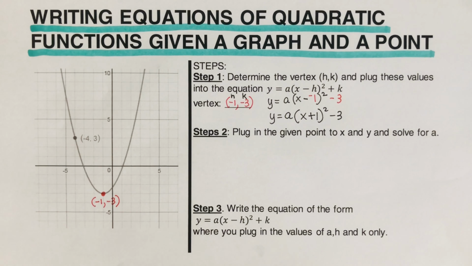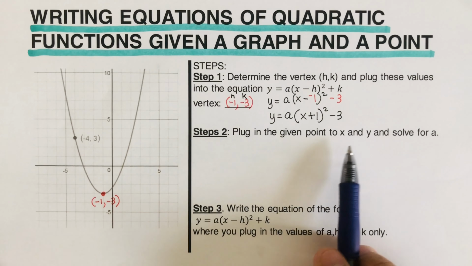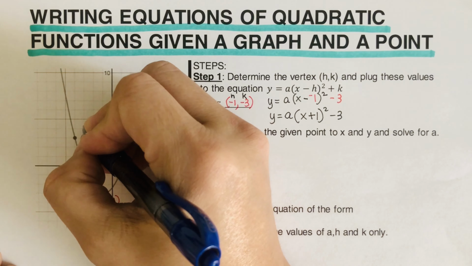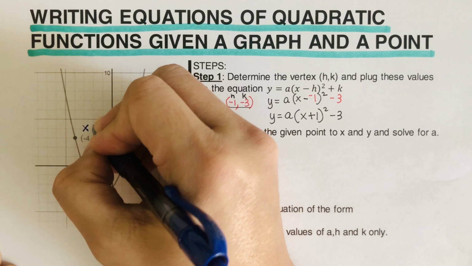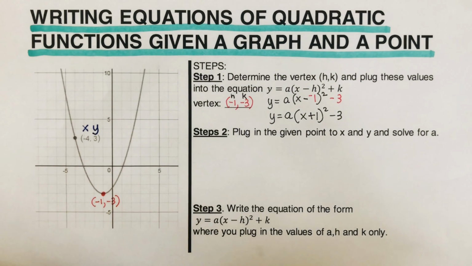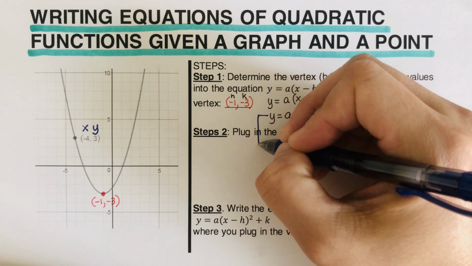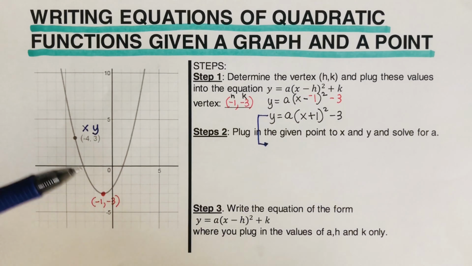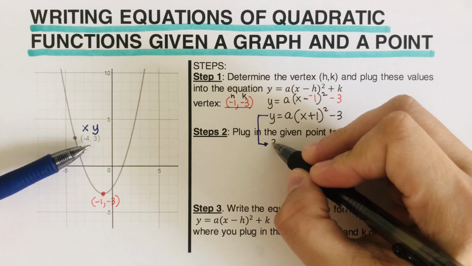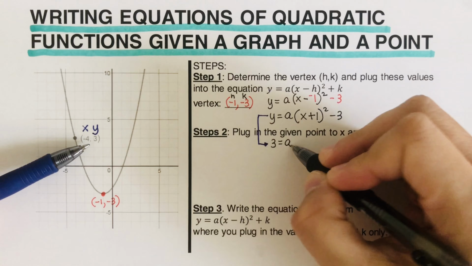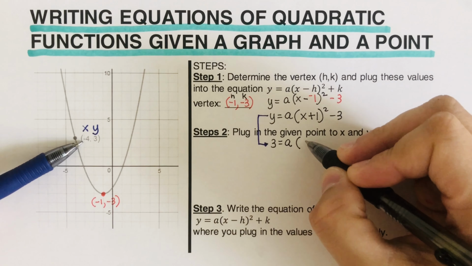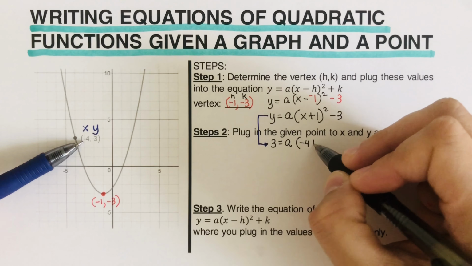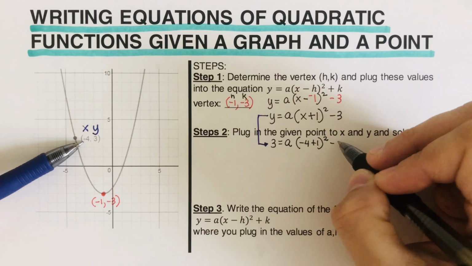Okay, so at this time, we are going to plug in the values of x and y. The x and y are these points right here. So this is our x, this is our y. From here, we go ahead and plug those values into this equation. So I'm going to put an arrow that we're using this equation right here. Then we have our y is 3, which I got from here. So I put 3 equals a, which is missing, and our x is -4: (-4 plus 1) squared minus 3.